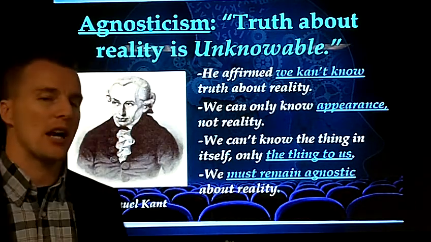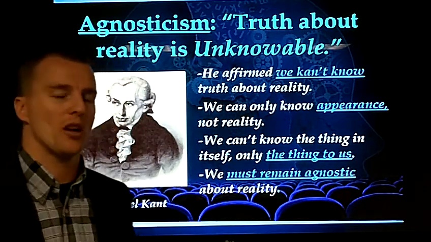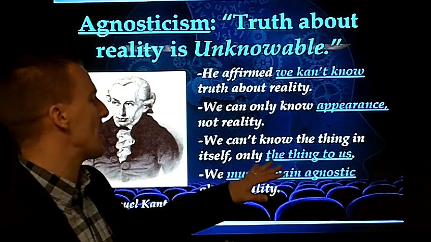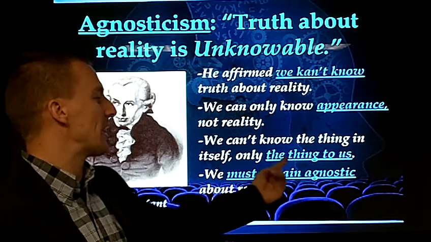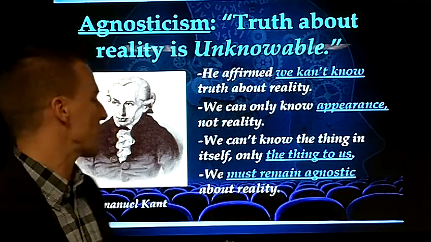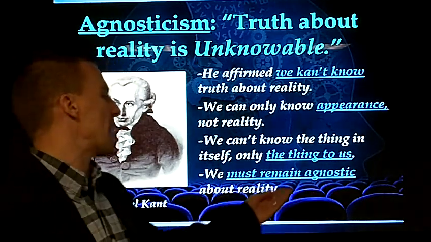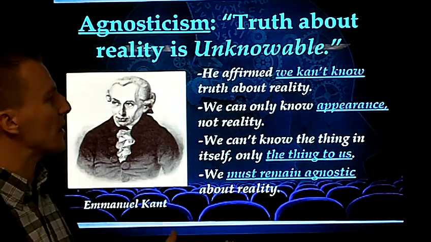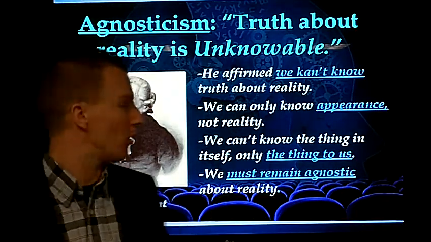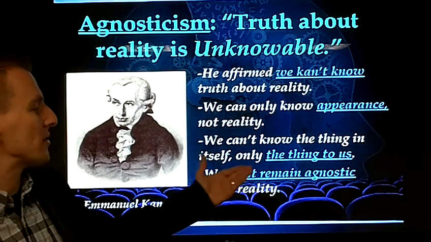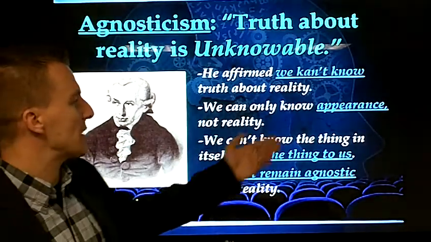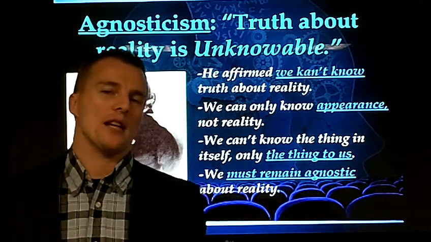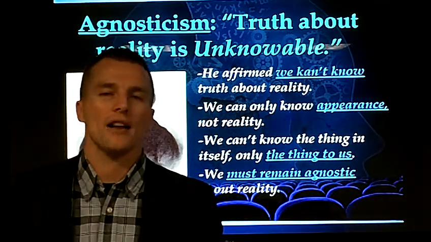And if you read Kant's books, which are available today all over on Amazon, you can understand this. He says, we cannot know the thing in itself, only the thing as it would appear to us. He says that we must remain agnostic about reality. So he says that truth about reality is ultimately unknowable. We can only know the thing as it appears to us. We can only know it by its appearance. We can't know the thing in itself in reality. So Kant holds to agnosticism.